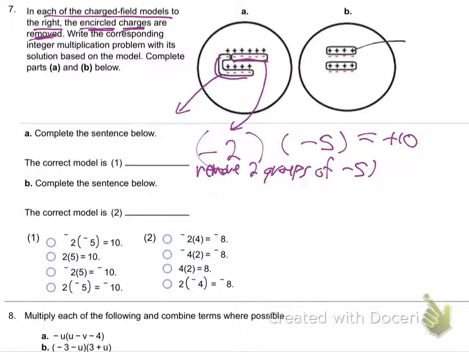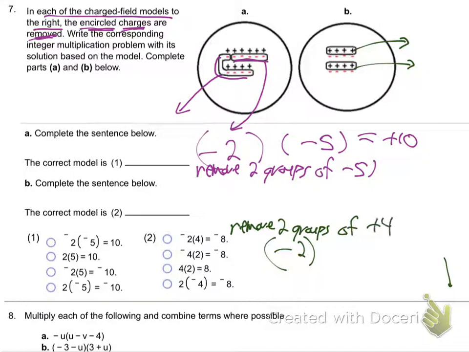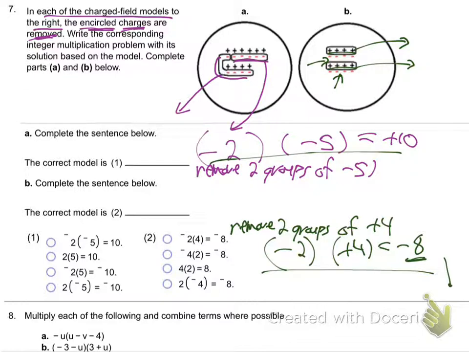So they're removing, again, they're removing 2 groups. So removing 2 groups of what? Plus 4. Right? They're removing 2 groups of positive 4. And what does that leave? Minus 8. See how there'll be 8 minus signs left inside? So there's the answer to the first one, and there's the answer to the second one. So it's this one, and the second one is that one. There we go.